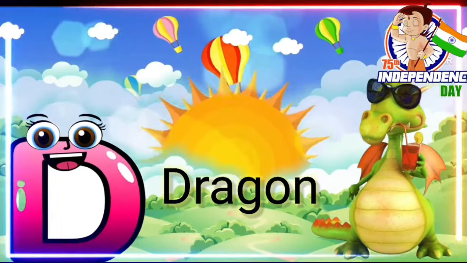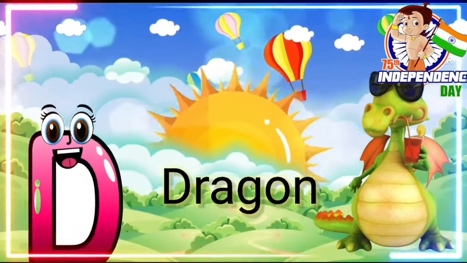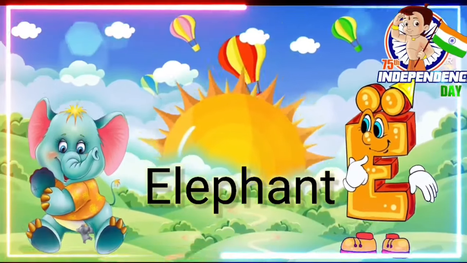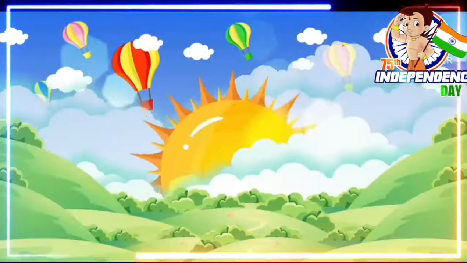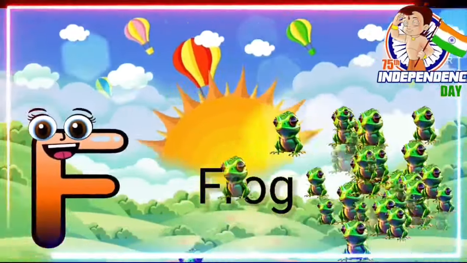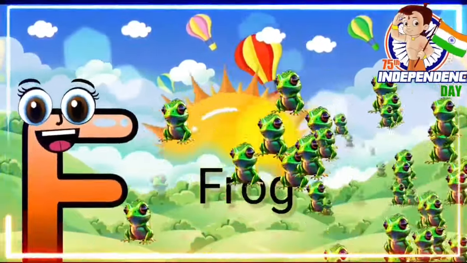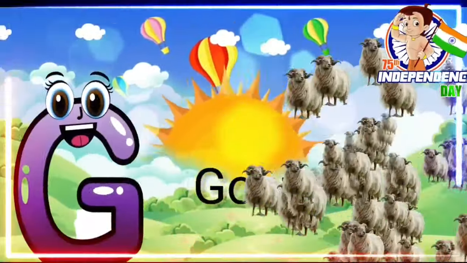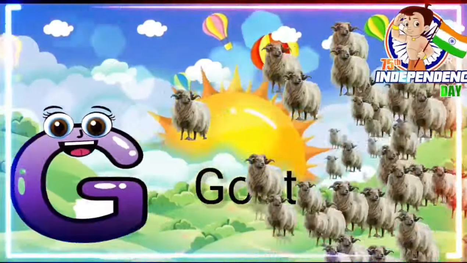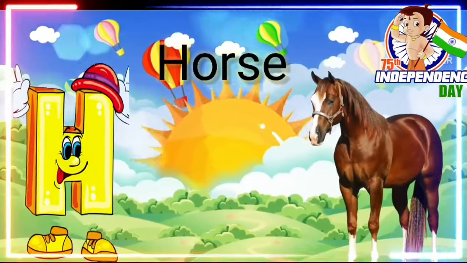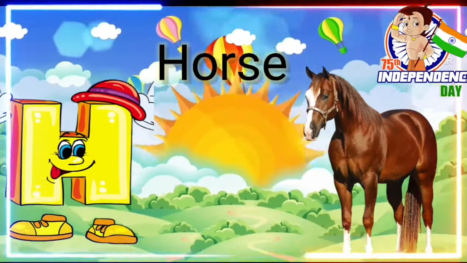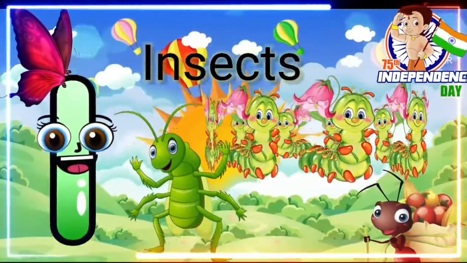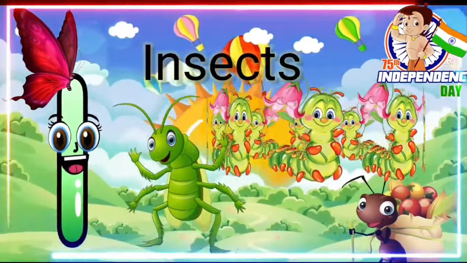D. D for dragon. E. E for elephant. F for frog. G for goat. H for horse. I for insects.